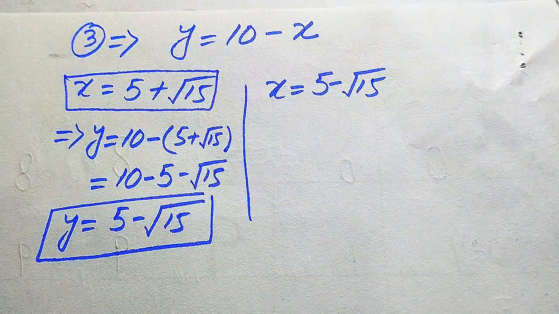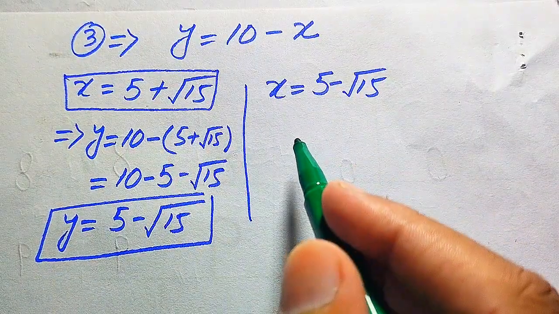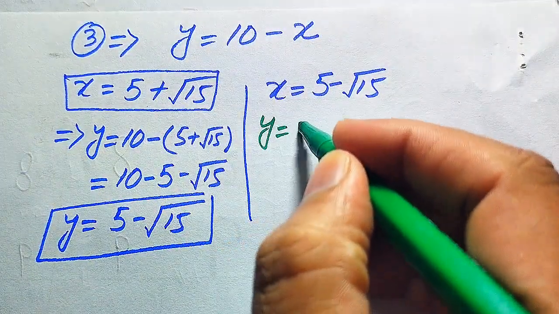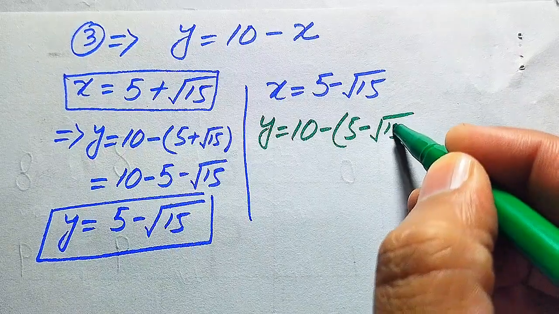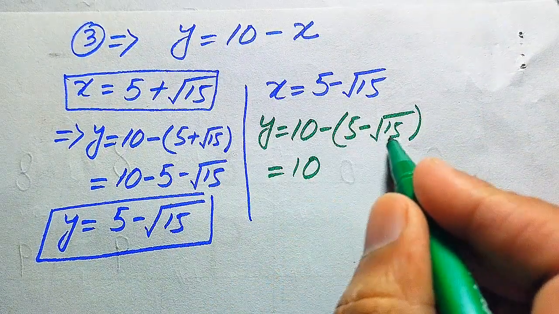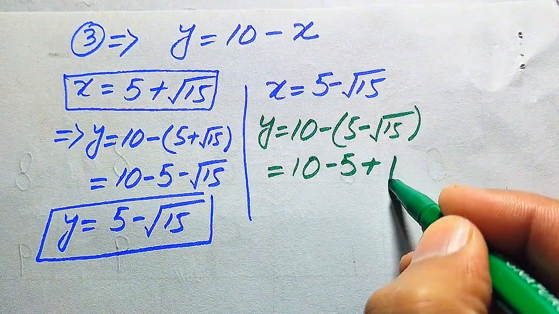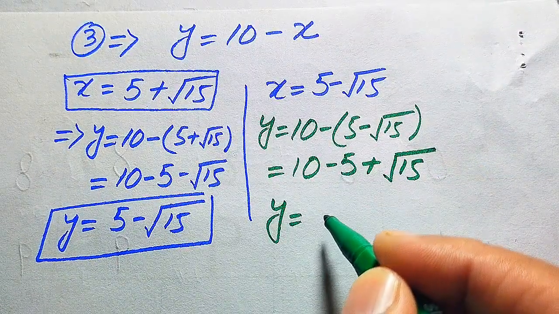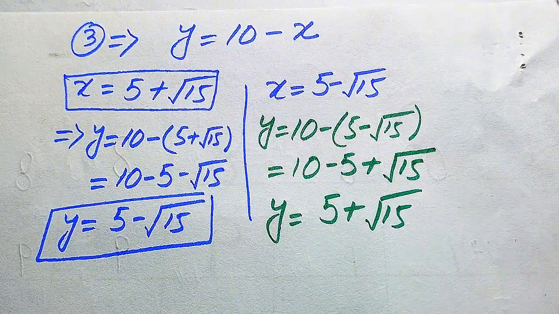So this is our first solution of the given equation, and now we need to find the second value of y corresponding to this value of x. So we put this value here, and it becomes y is equal to 10 minus x. The value of x in this case is 5 minus square root of 15. So further we have 10, and we multiply this negative sign on both of these values, and it becomes 10 minus 5, and minus times minus becomes plus square root of 15, and we will get y is equal to 10 minus 5 becomes 5 plus square root of 15.